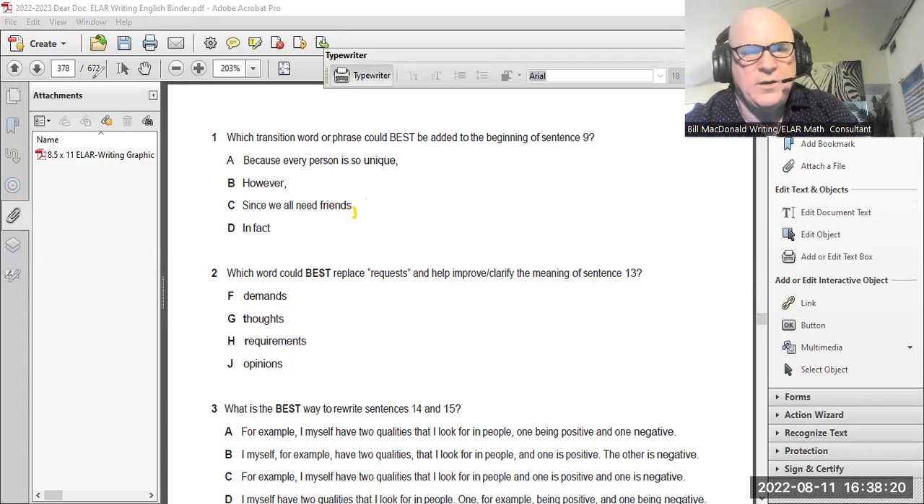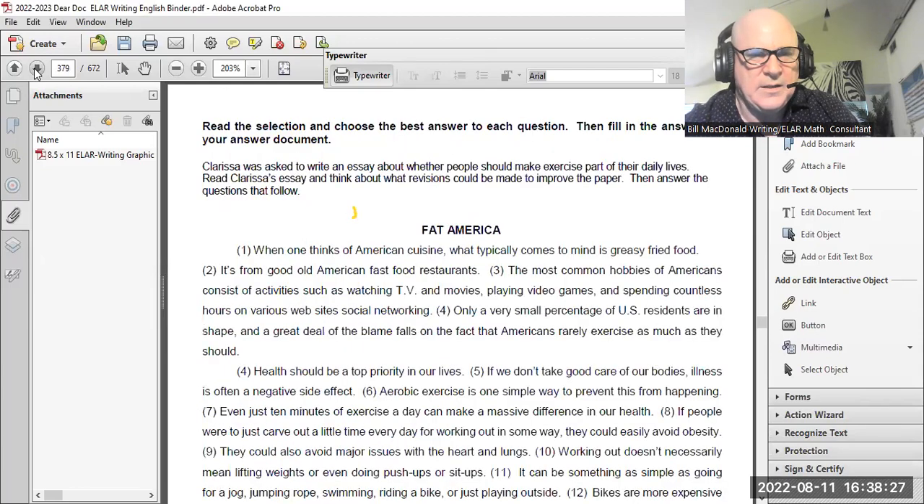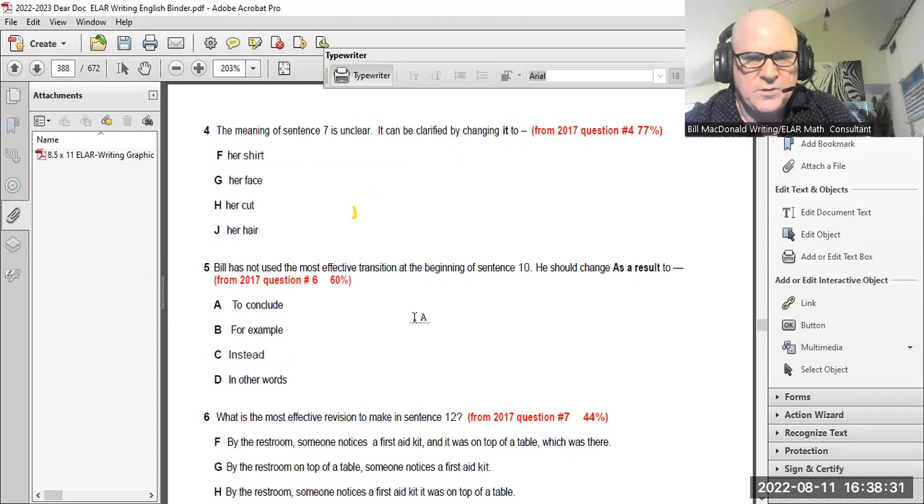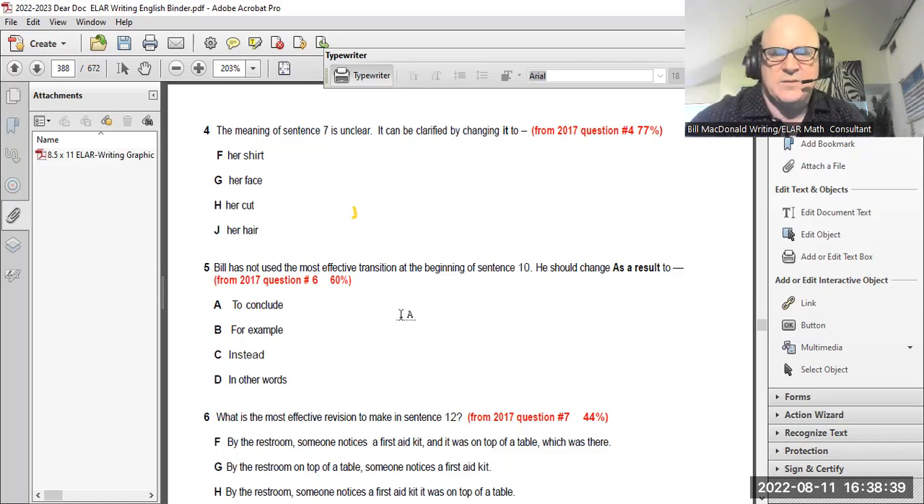Our last one, let me see if I made a mistake or not. It does say that on page 388, 10 pages later, that there's going to be a transition. There it is. Okay. So Bill has not used the most effective transition at the beginning of sentence 10. Where? At the beginning of sentence 10.